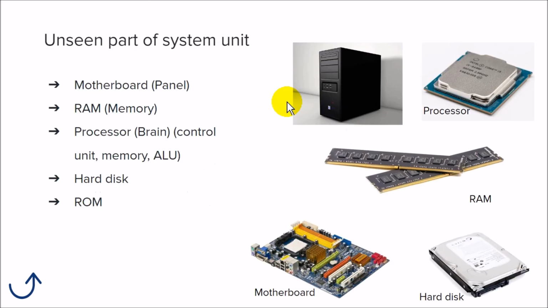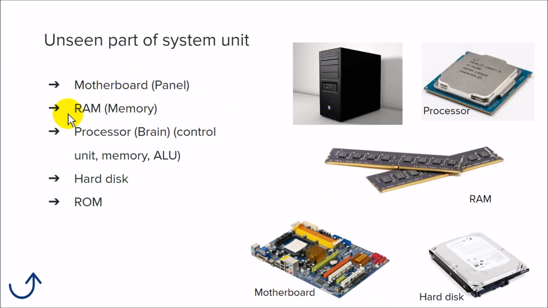And we also have the unseen part. The unseen parts are those parts that you always find inside the casing of a computer system. It comprises the motherboard. The motherboard is like a panel. This is where other peripherals and components of the computer are connected. This is where they sit.